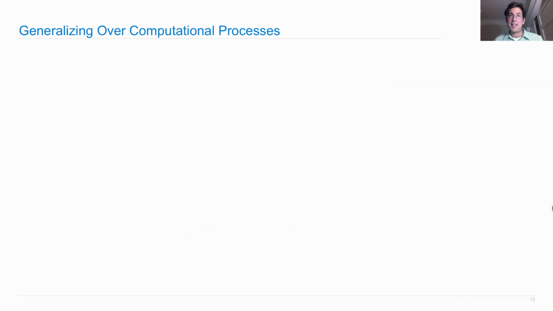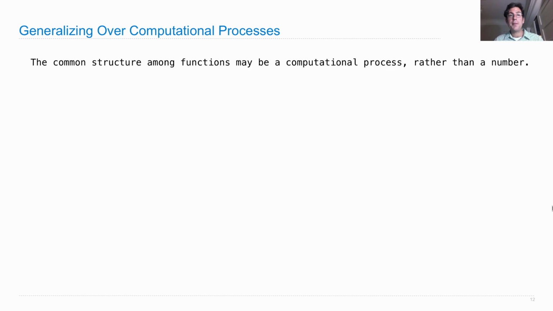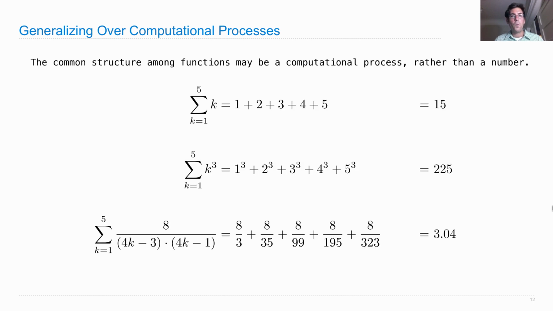We can also generalize not just over numbers, but over computational processes. So the common structure among functions might not be just a number like we saw with the shape constant. It could be something more complicated. Here are 3 different mathematical equations. One is the formula for summing up natural numbers. So the sum for k equals 1 to 5 of k is shorthand for 1 plus 2 plus 3 plus 4 plus 5, which is 15. And the sum for k equals 1 to 5 of k cubed is a bunch of cubes, 225.